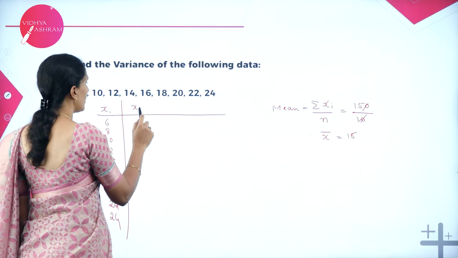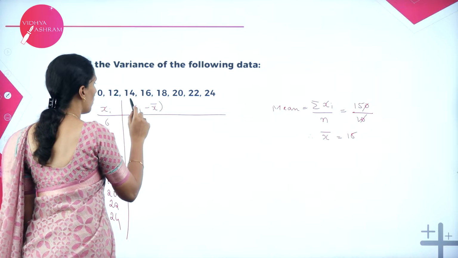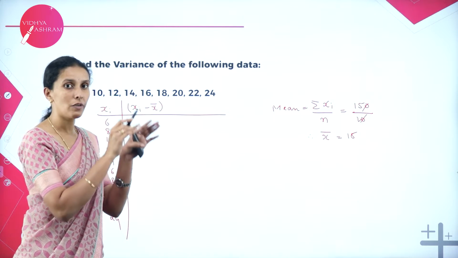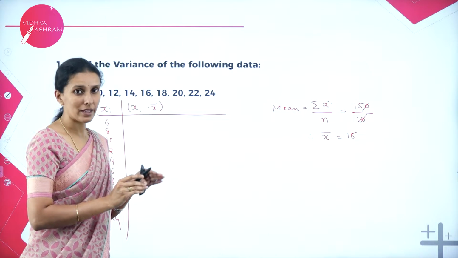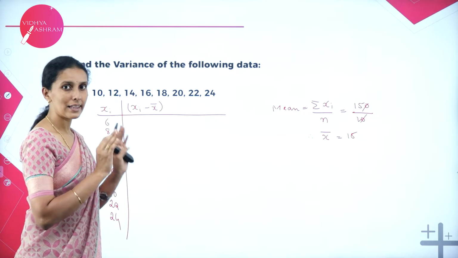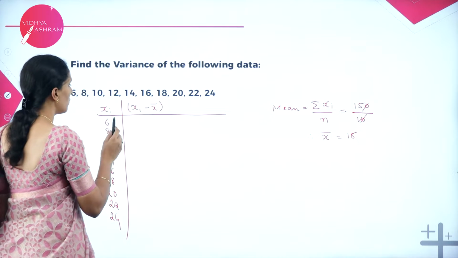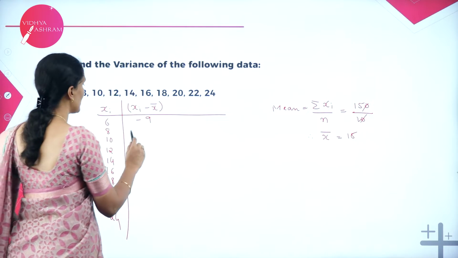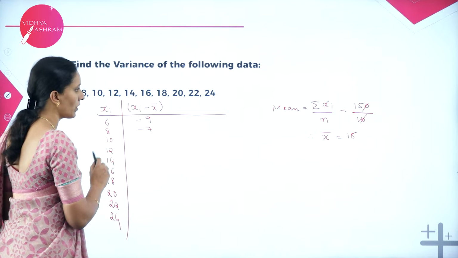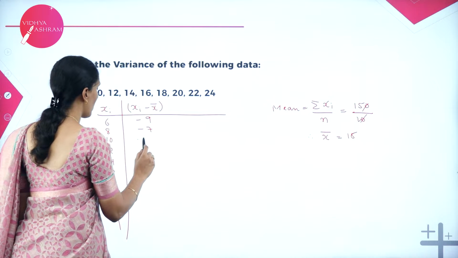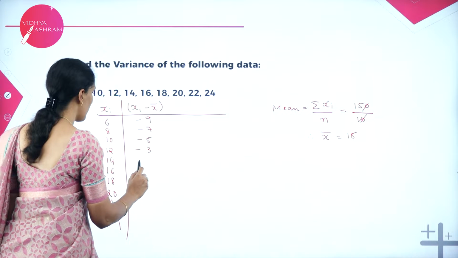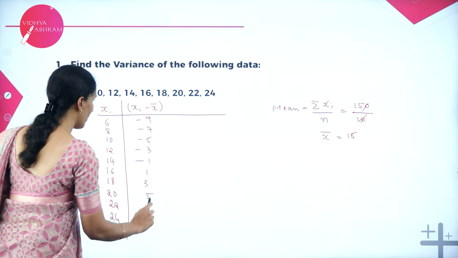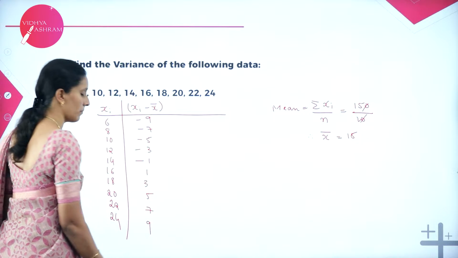And subtract each from x bar. Whatever value you get, whether negative or positive, write it as usual. Here you will not take the modulus as in the previous case. We are taking exactly the negative or positive value. So 15 minus 6 is minus 9. Next, 15 minus 8 is minus 7. Next, 15 minus 10 is minus 5, then minus 3, minus 1, 1, 3, 5, 7, 9.